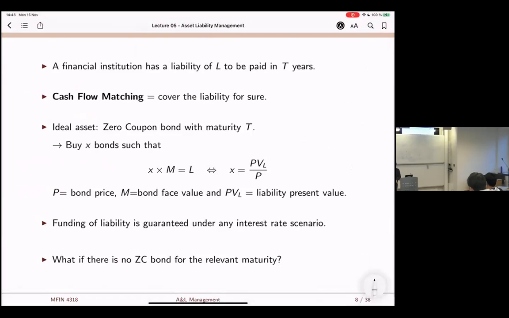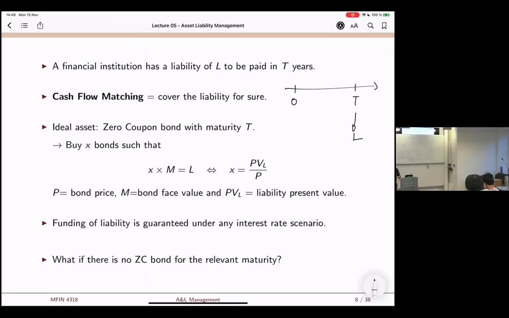So what's the starting point? Well, we want to think eventually about pension funds and institutions like this, but just to simplify, we're going to think that we're at today, date 0, there's date T, and you have to pay some liability L at final date T, right? So you have to cover that liability. That's why it's called asset liability management. So the idea is that you want to invest in an asset that allows you to pay this liability, right?